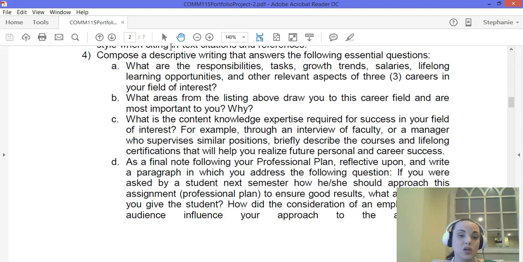So in your paper, you're going to address what are the responsibilities of this field, the tasks that you'll have to complete, growth trends. For instance, if medical billing and coding is a field which is going to grow tremendously over the next few years because of the demands of new things such as Obamacare and things like that, we can find that information. We can say there's a growth trend here, that there's only so many people coming out of college, and the demand for people in this position is going to be a lot more than the people that are coming out of this field.